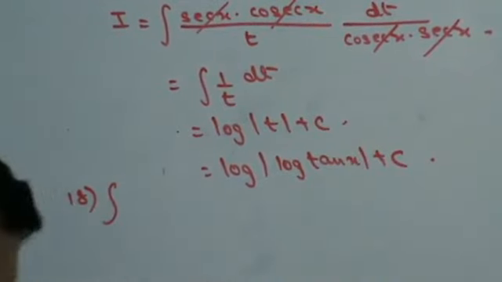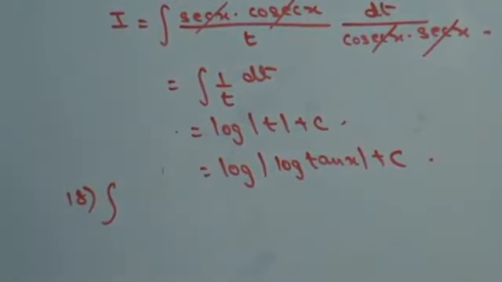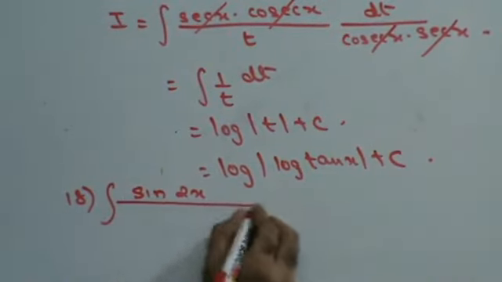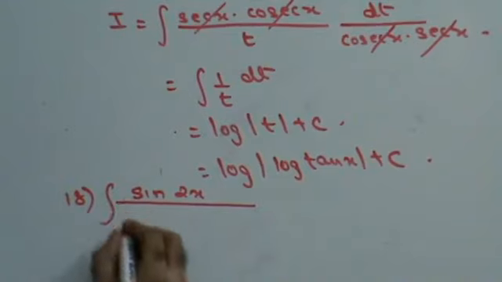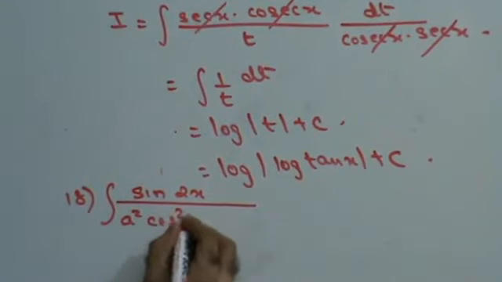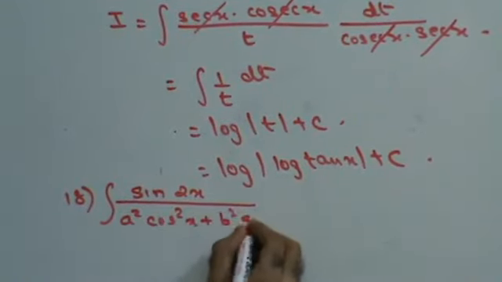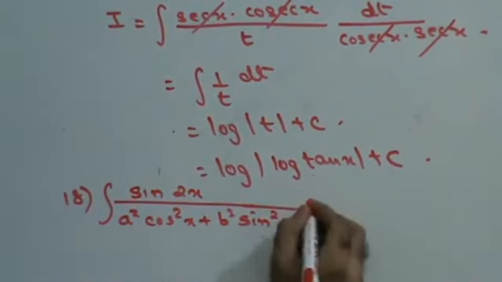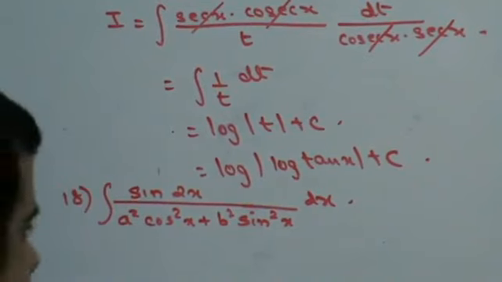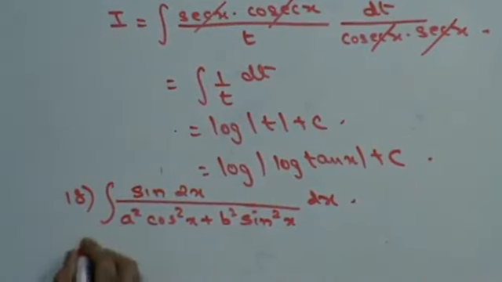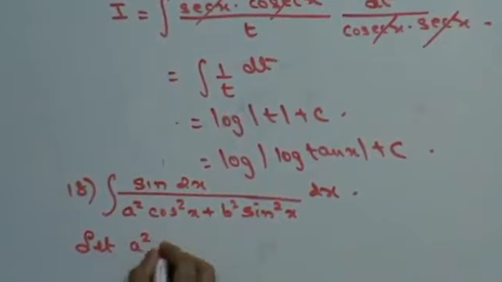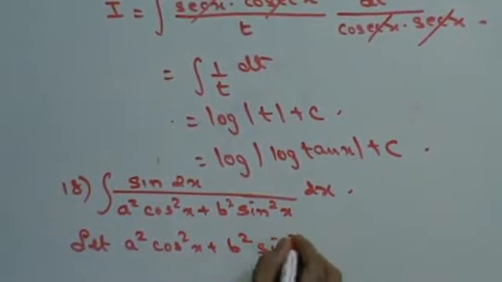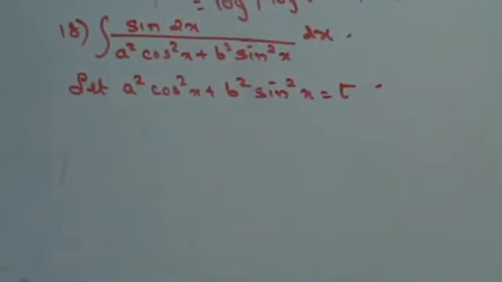Integral of sin 2x upon a square cos square x plus b square sin square x dx. Let's see this one. Let the denominator be equal to t. So let a square cos square x plus b square sin square x be equal to t.